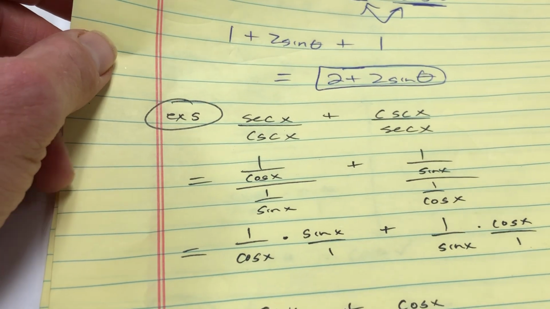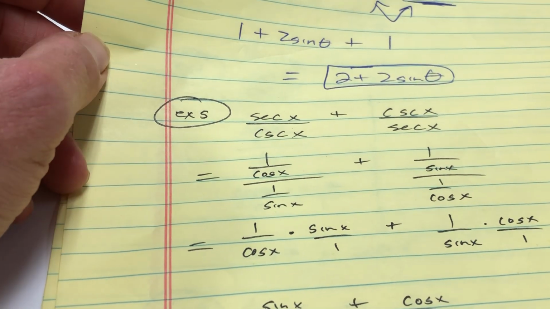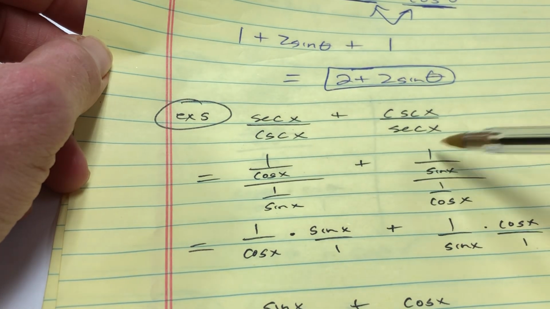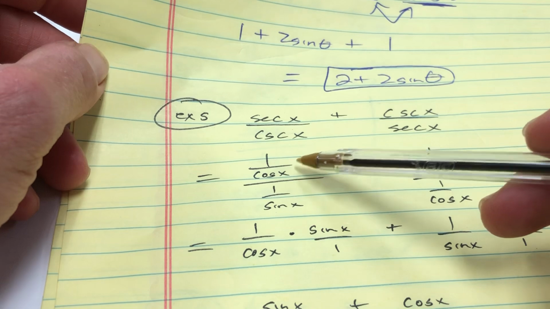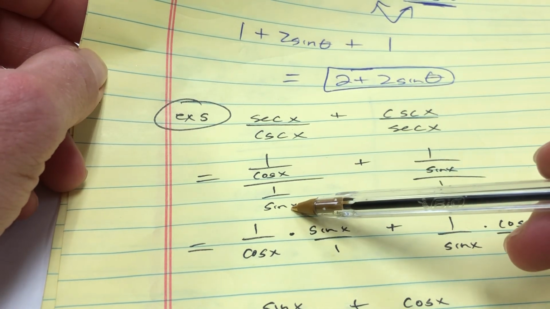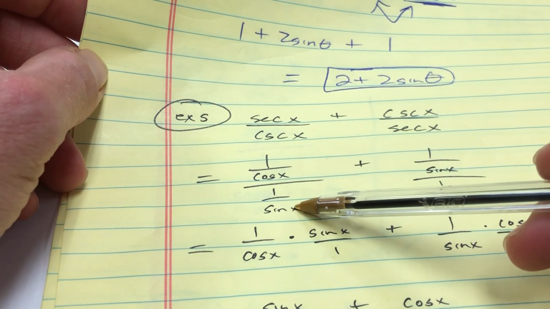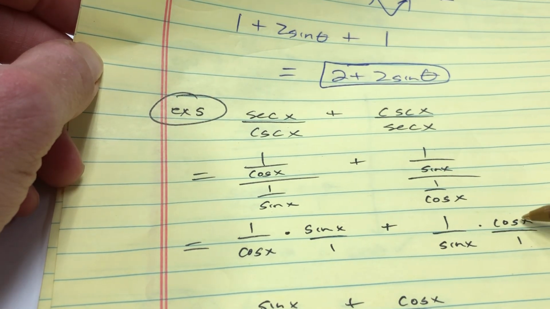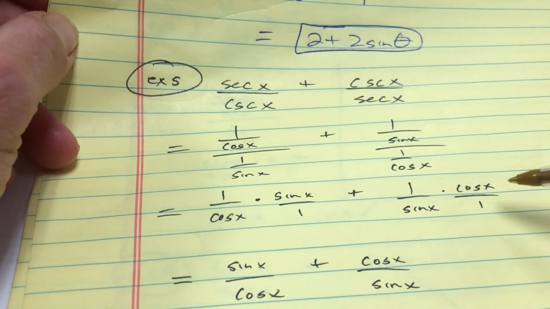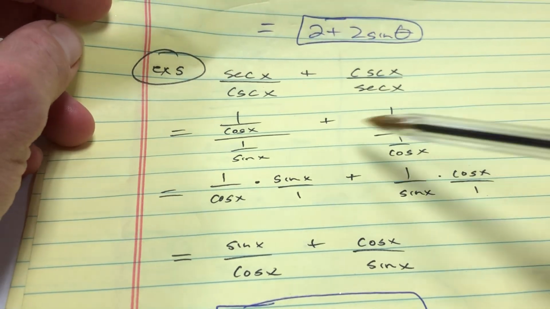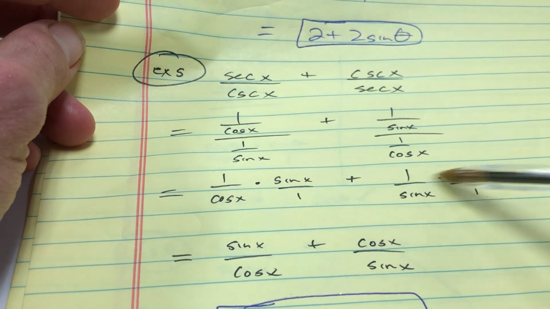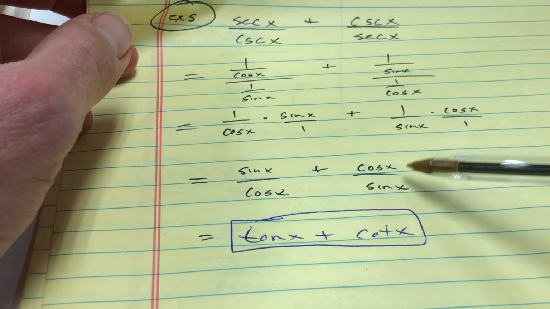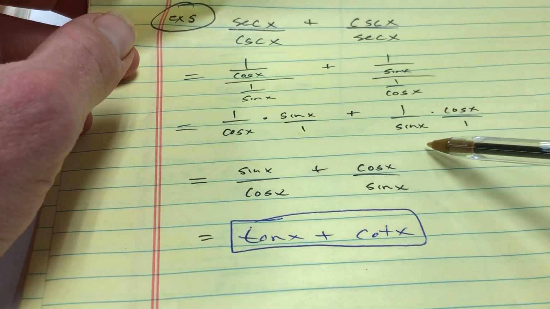All right, secant over cosecant plus cosecant over secant. Here's what's going on. Secant is 1 over cosine. Cosecant is 1 over sine. Again, I'm showing a bunch of work here. To divide by 1 over sine is to multiply by sine. To divide by 1 over cosine is to multiply by cosine. To divide by secant is to multiply by cosine. It makes sense. So sine x over cosine x over sine x. Similar situation.